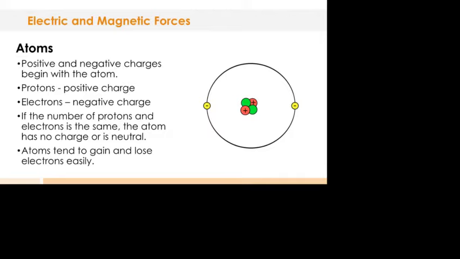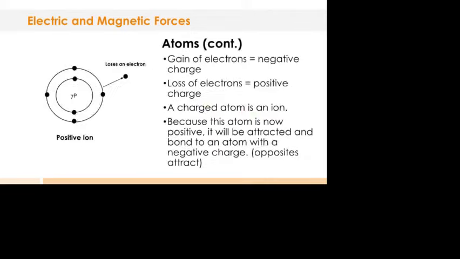But all of those spinning electrons in the electron cloud like to move around. In fact, they jump pretty easily from one atom to another, so atoms tend to gain and lose electrons fairly easily. Whenever an atom gains electrons, it gets negatively charged. Whenever an atom loses electrons, it gets positively charged. And we call charged atoms ions.